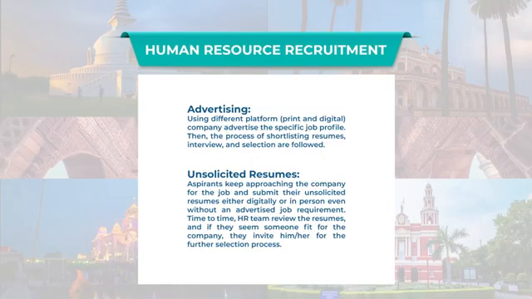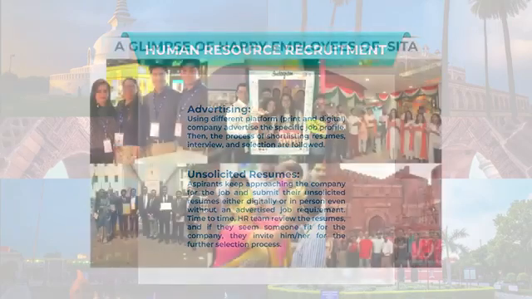This means that they do not have an advertisement for the job, but aspirants keep approaching the company for a job and submit their unsolicited resumes. The HR team reviews the resumes, and if they find someone fit for the company, they invite him or her for the further selection process. During the process of recruitment and selection, the HR team looks for three mandatory critical attributes in a prospective employee. These are reliability, passion as well as authenticity.